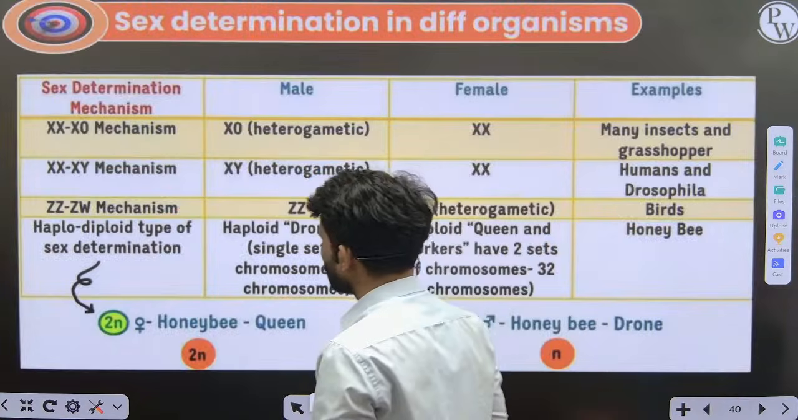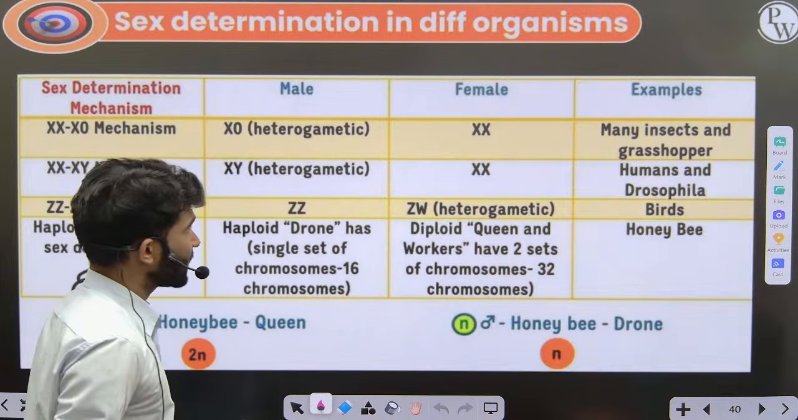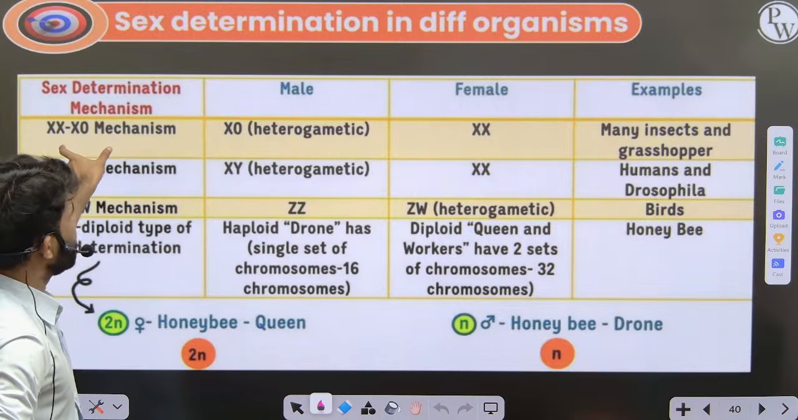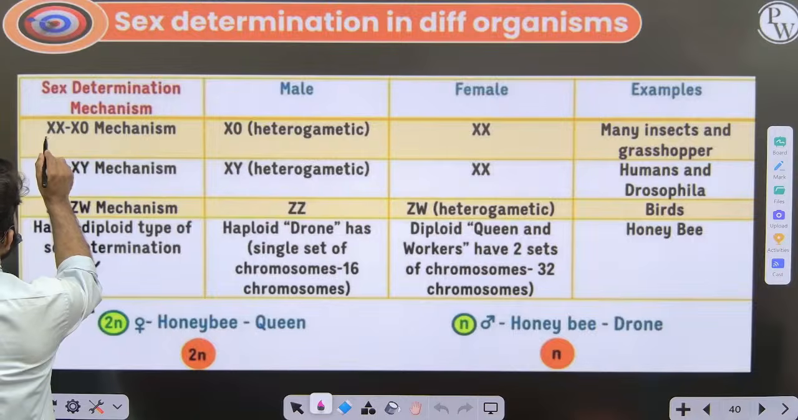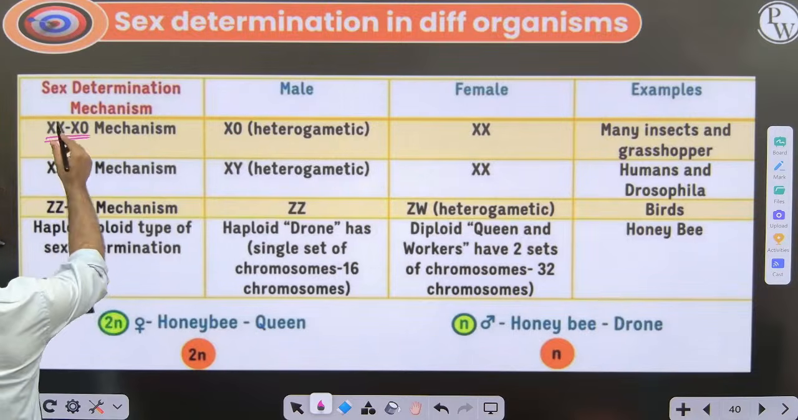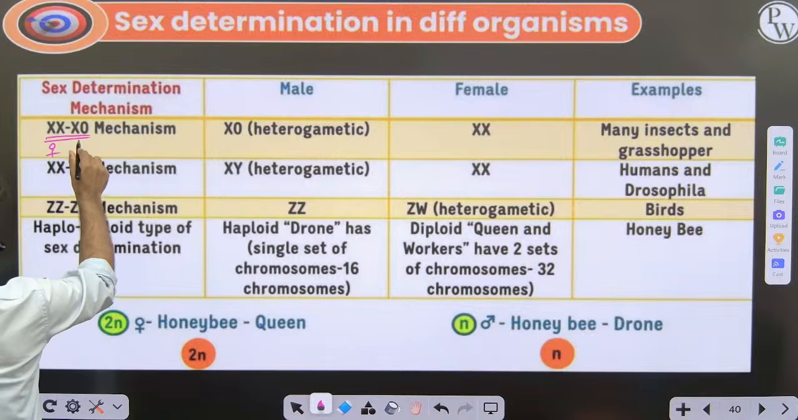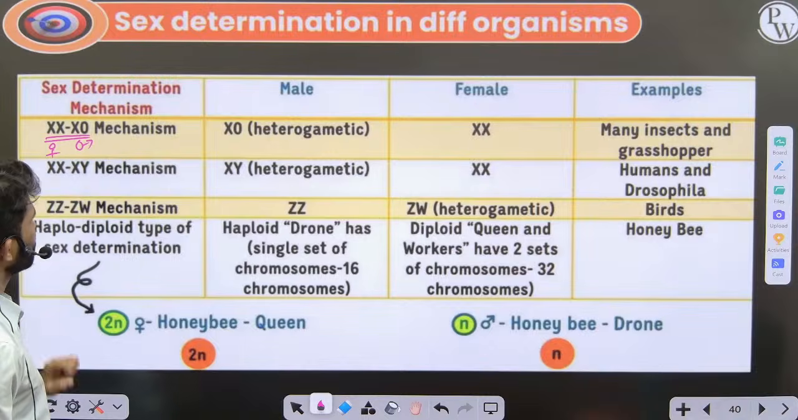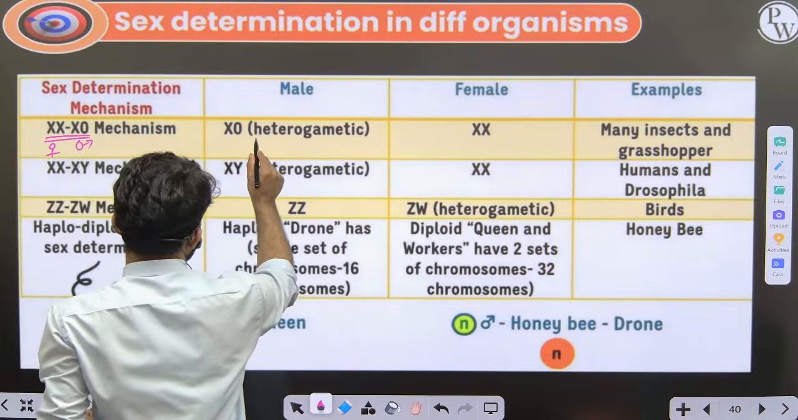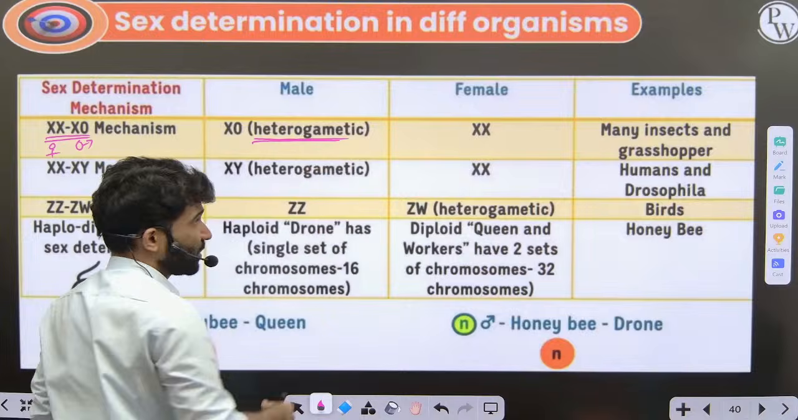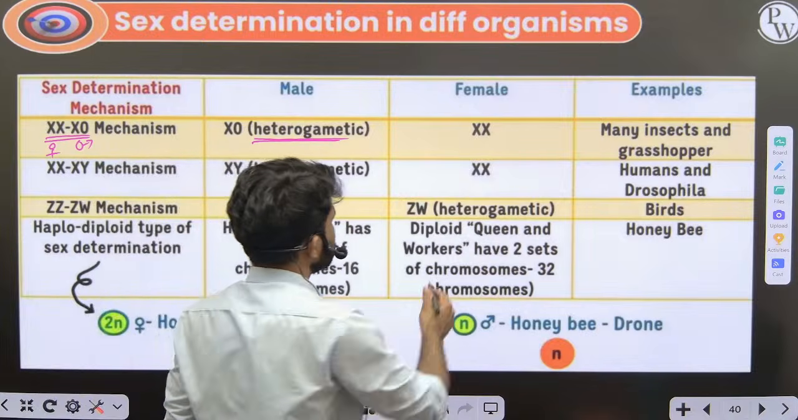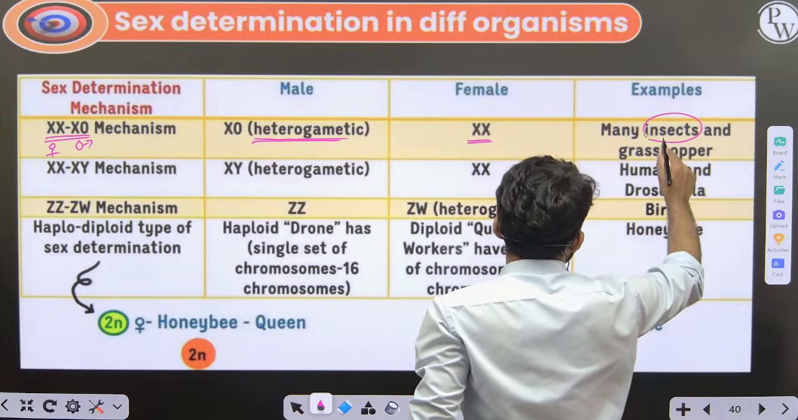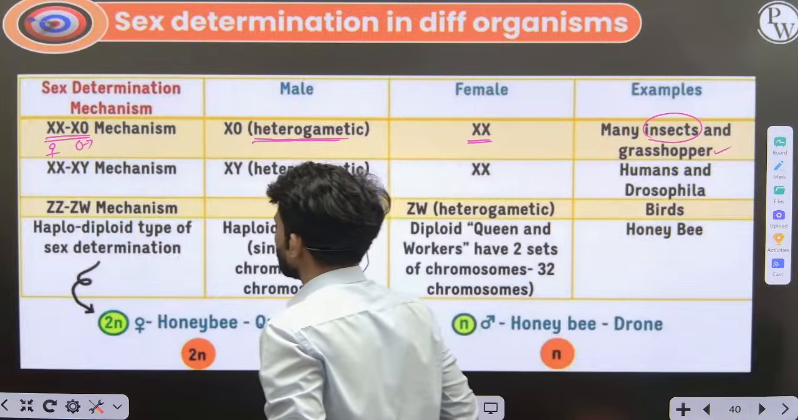You will see how sex determination takes place in different types of organisms. The sex determination mechanism in case of insects and grasshopper is of XX and XO type. Here XX is female, XO type is male. The male is heterogametic, which determines the sex of the offspring. So the female has two X chromosomes. Where is it observed? It is observed in insects, particularly in grasshopper.